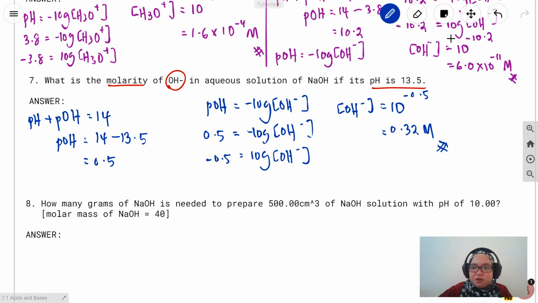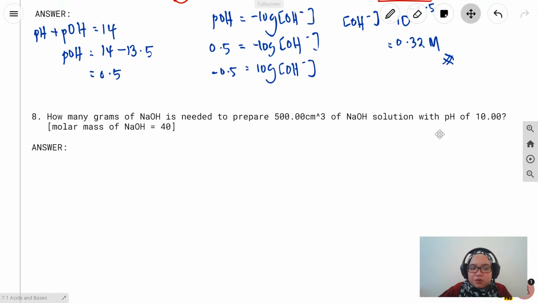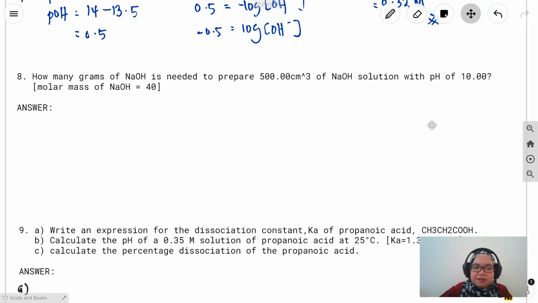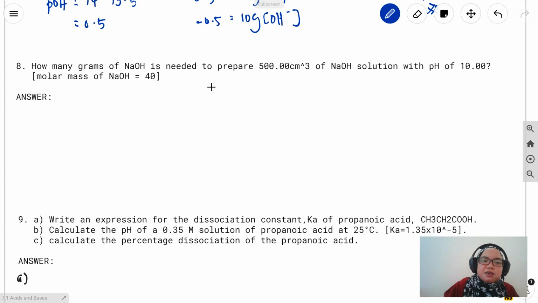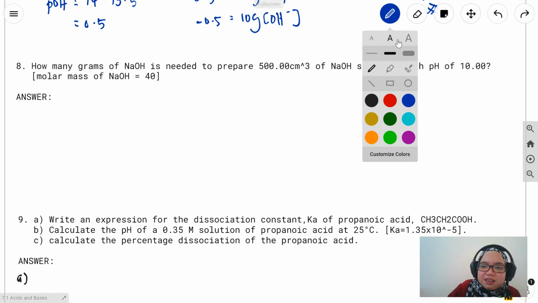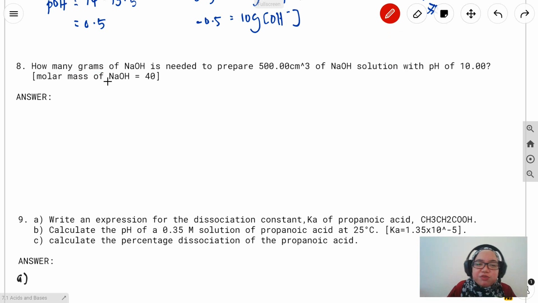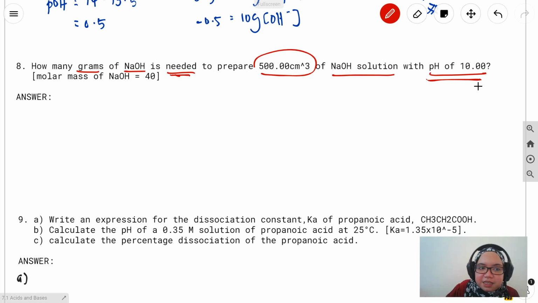Alright. Next, we move on to question number 8. It asks here, how many grams? Suddenly how many grams, right? The question can twist around in many ways. So how many grams of sodium hydroxide is needed to prepare 500 centimeter cube of NaOH solution with pH of 10? The molar mass is given as 40.